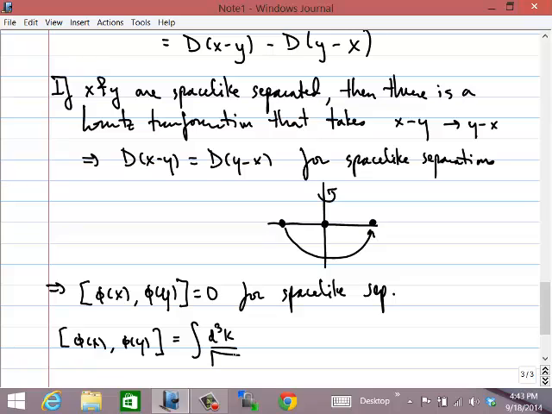And just to remind you, as we discovered, the expression was something like the integral d3k with that nice normalization factor of e to the minus ik(x minus y) minus e to the plus ik(x minus y).